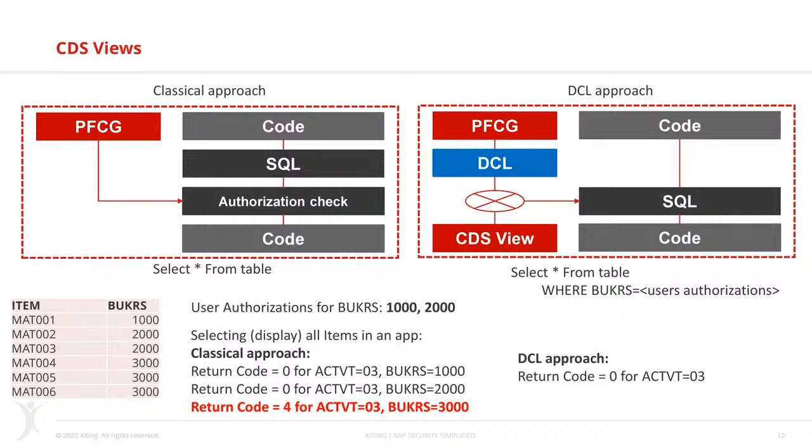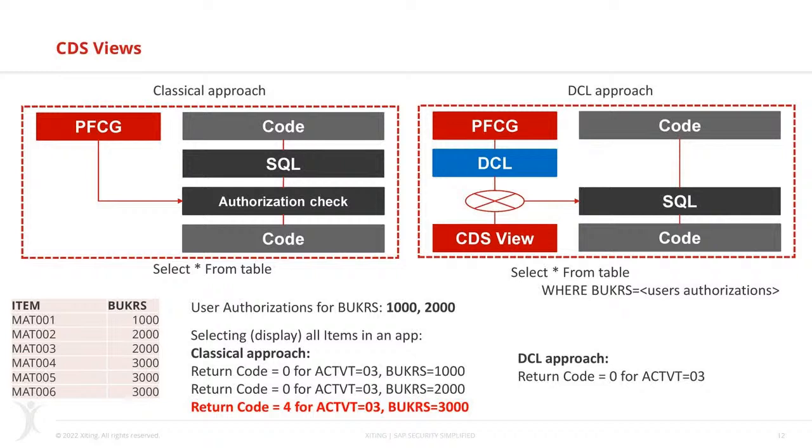For example, here I have a return code 4 for bookers 3000, meaning I'm not authorized to see 3000. That's why I'm only seeing MAT 001, 002, and 003, but 4, 5, and 6, I'm not. I can clearly see on the authorization check that 2 passed, 1 did not. So with that, it was super easy to figure out what was missing.